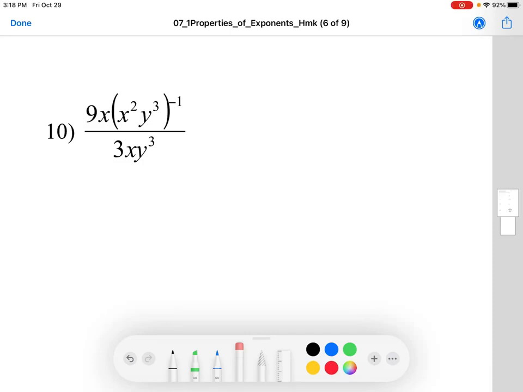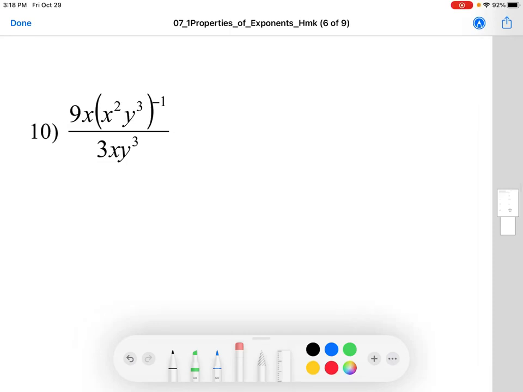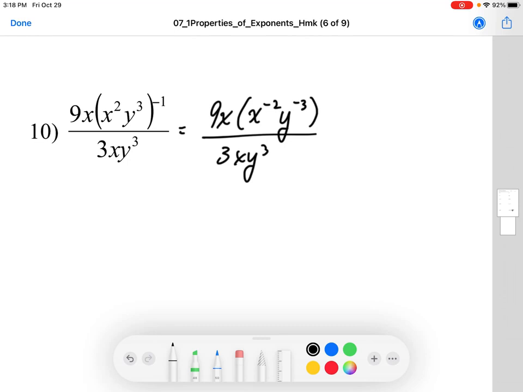For question number 10, we have a negative exponent here, so we want to apply that, but we want to maybe get rid of those brackets first, and then we'll work out the rest. There are lots of different ways we can do this. One way is to just apply the power into the brackets, and then I end up with x negative 2, y negative 3, and that's all of 3xy cubed.